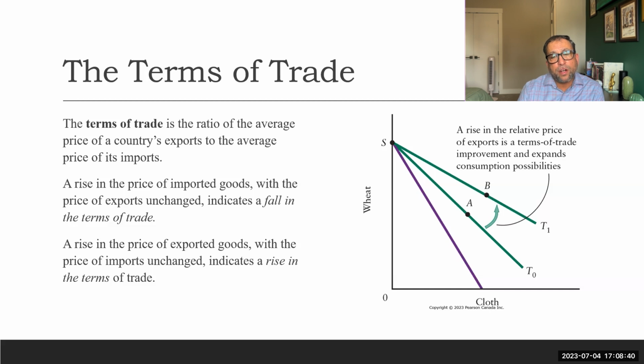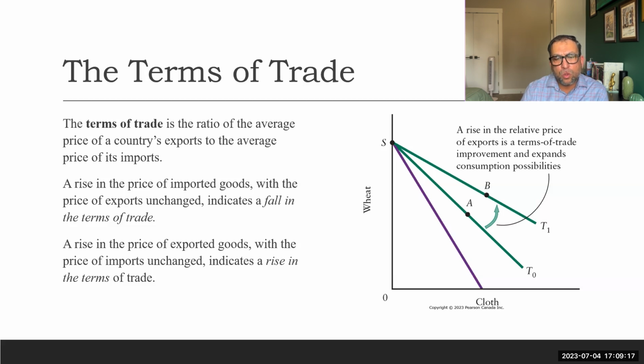So the terms of trade is a ratio of the average price of a country's exports to the average price of its imports. So average price of exports divided by average price of imports. Now this ratio is going to change if the price of an import changes, or if the price of an export changes, or if both change. So a rise in the price of imported goods, with the price of exports unchanged, indicates a fall in the terms of trade. So the terms of trade become negative, or start decreasing.